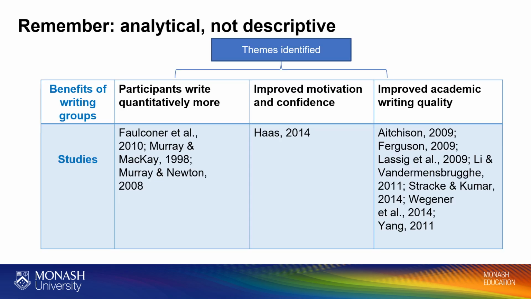One important thing to remember in your writing is that you are not doing descriptive writing. Remember, we're moving beyond the basic descriptive layer to be analytical. As an example, let's imagine I'm looking at the literature on the benefits of doctoral writing groups, and I found all of these articles, and I've grouped them by theme in this case.